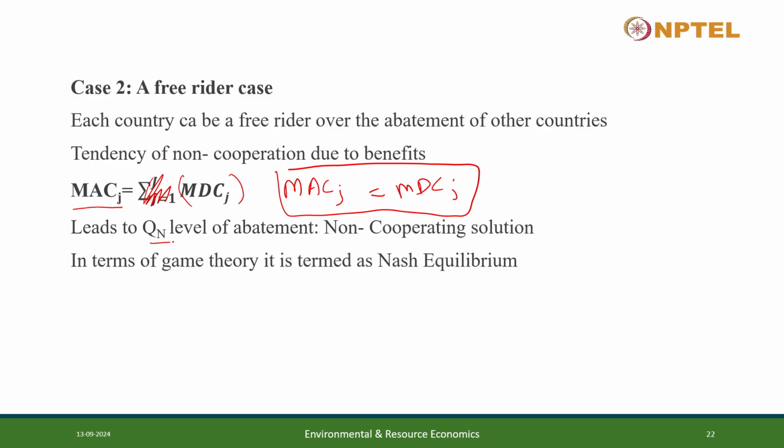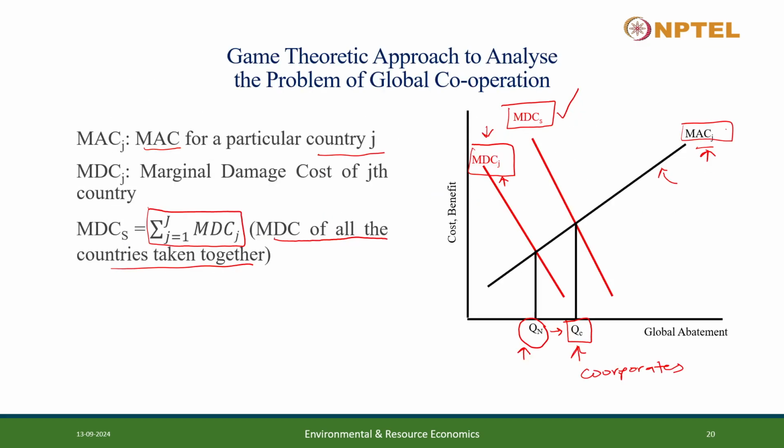So QN is the non-cooperating solution. So this is also known as Nash equilibrium. Okay, so in game theory, this is known as Nash equilibrium, where the country will try to optimize its own abatement cost and benefits, right?